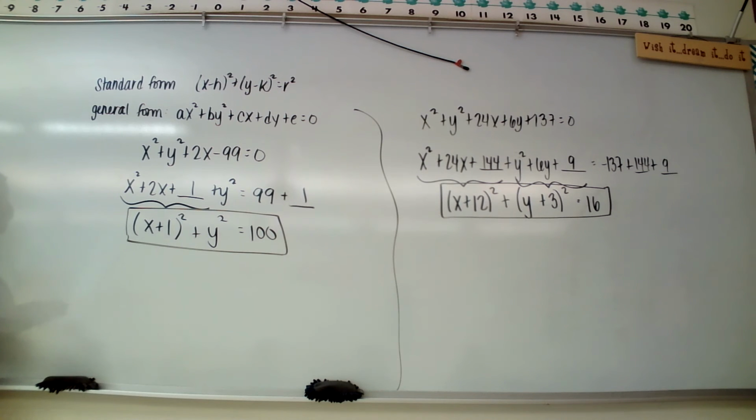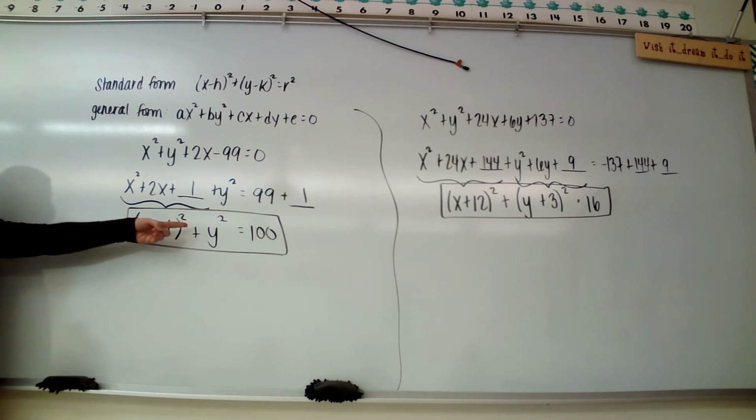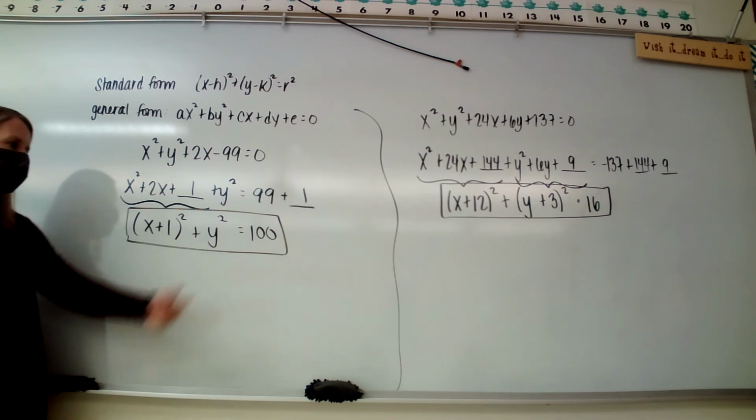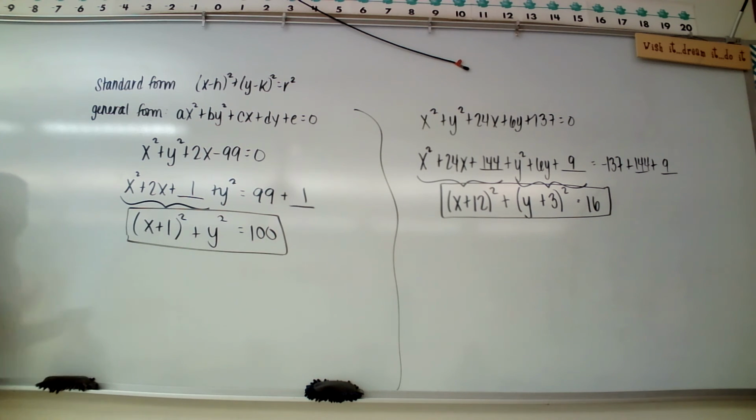So now I could say, hey, what's the center? You would say the center's at (-1, 0), right? When we just wrote y squared, we assumed there was a 0 there with it. Hey, what's the radius? Since this is r squared, the radius is just 10. So now you can answer some questions about that circle. So that's why we do a little converting. So that is that. So that's the main objective of today.